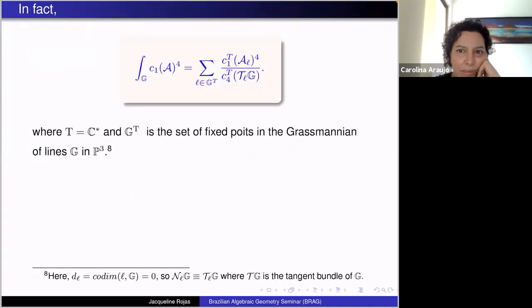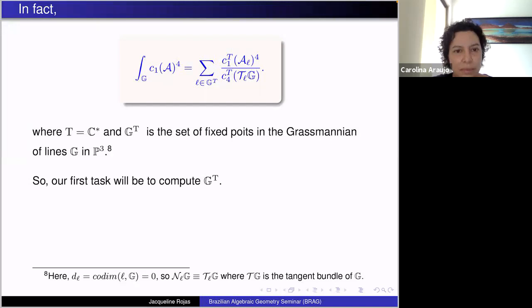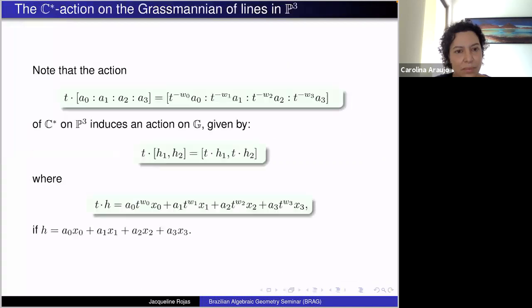And in this setup, this degree is given exactly by the sum over all the fixed points. Here G denotes a fixed point on G, the Grassmannian of lines. In the numerator we take the invariant Chern class of L on the fourth power. And then in the denominator you have the fourth Chern class, the invariant Chern class of the tangent of G at L. Okay, our first task will be to compute this set of fixed points. It's always that. We first find an appropriate parametrizing space, and then compute the fixed points.